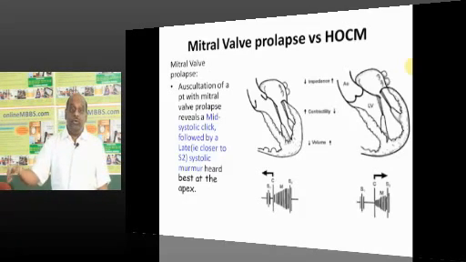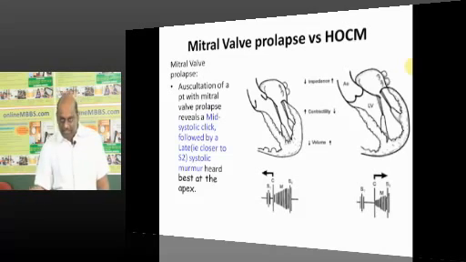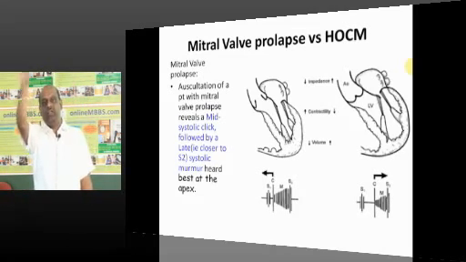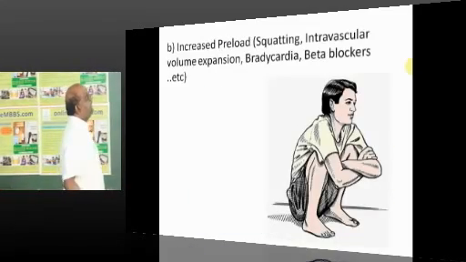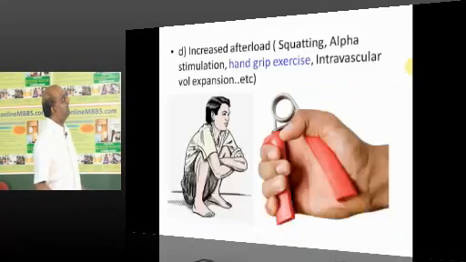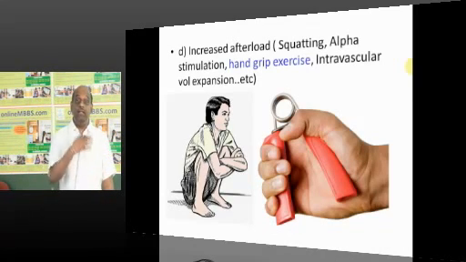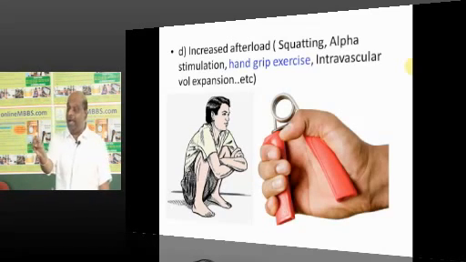But if you happen to decrease preload, both HOCM and MVP murmur will worsen, because decreasing preload will decrease the chamber size of the left ventricle and worsen MVP and also HOCM. Clear? Right. So what are the maneuvers that increase the afterload, doctor? Ask the patient to squat and then check the systolic murmur. Ask the patient to do a hand grip exercise. Give something to do exercise.